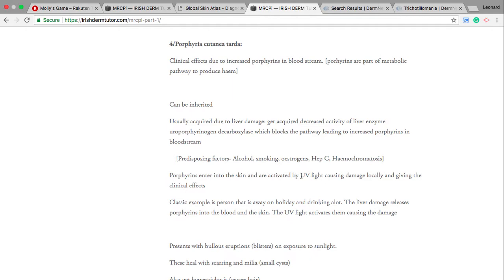And when you get increased porphyrins, they enter into the skin, and then they're activated by UV light that shines onto the skin. And this can cause damage locally, and this gives the clinical effects. So the classic example that you might get asked in the MCQ is a person that's been away on holiday and drinking a lot. So he's had liver damage due to the alcohol, which releases porphyrins into the blood, which then get into the skin, and then the UV light due to the sun activates these porphyrins and causes the damage.